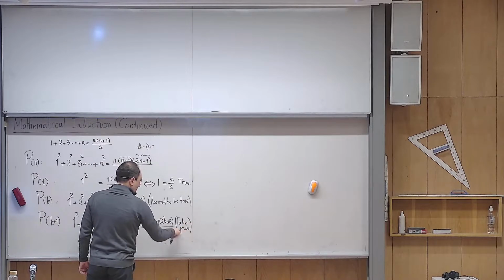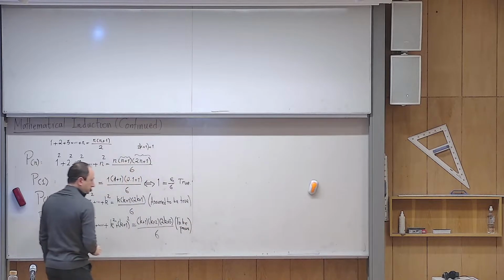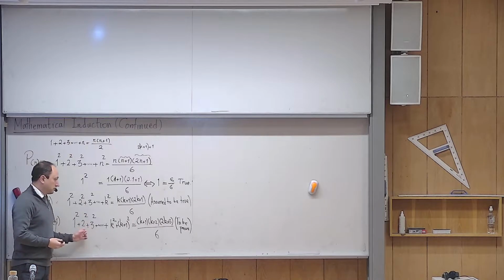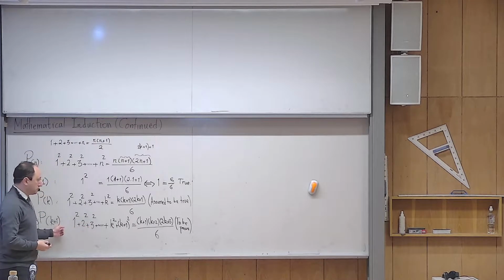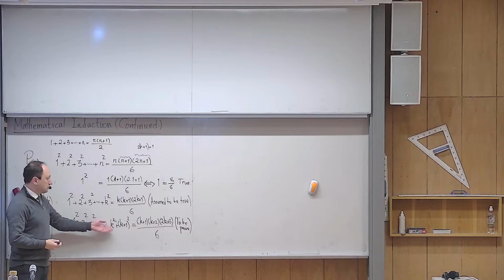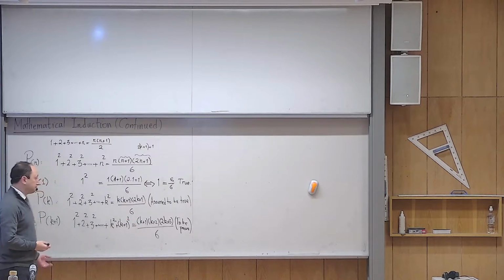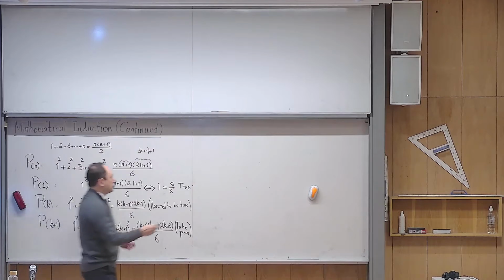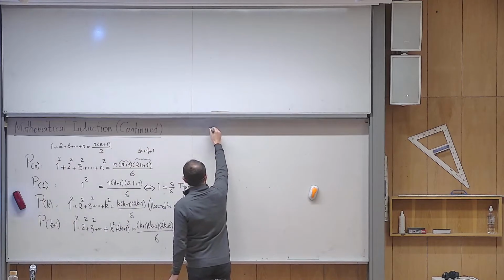So this is what we still don't know. This is what we assume to be true. Okay? Now you want to prove the equality. Usually it is better to start from the left-hand side of what you want to prove and try to reach the other side. Okay? So my goal is to prove this. So I start from the left-hand side.